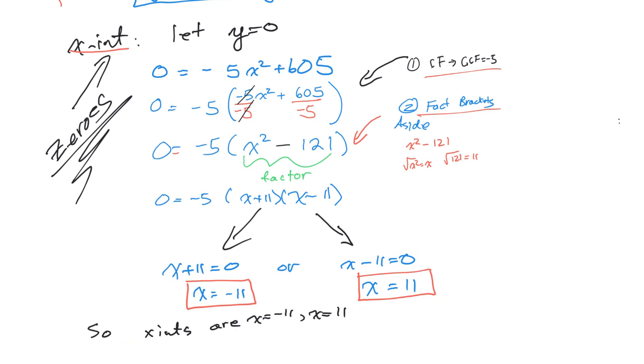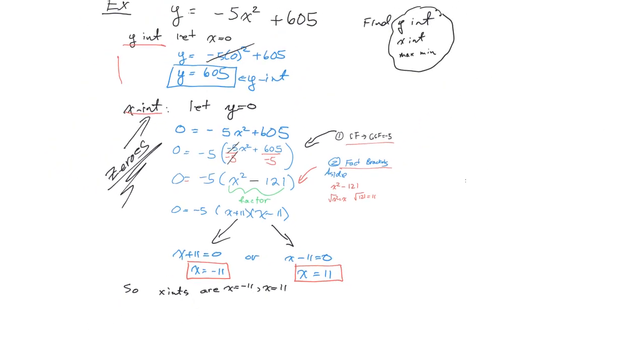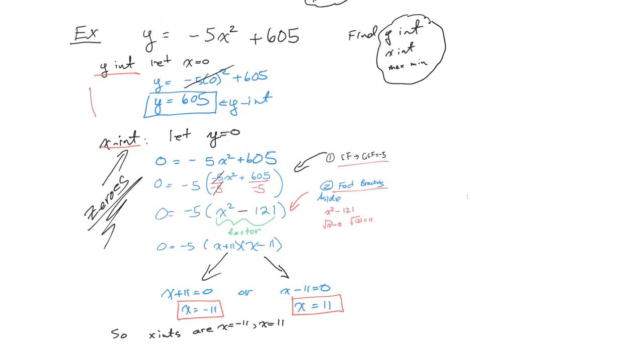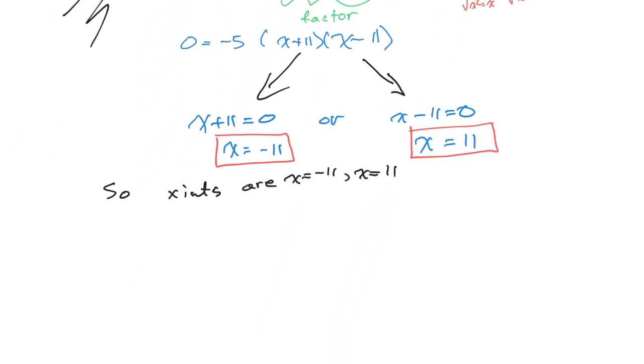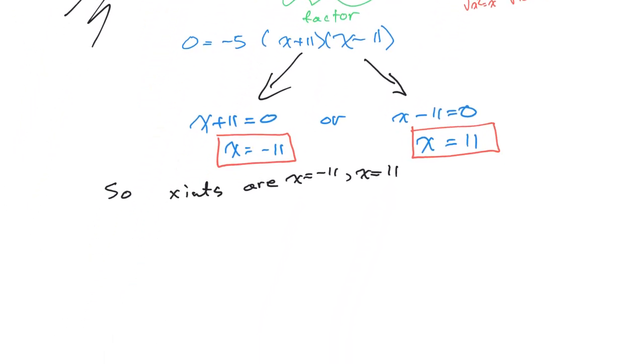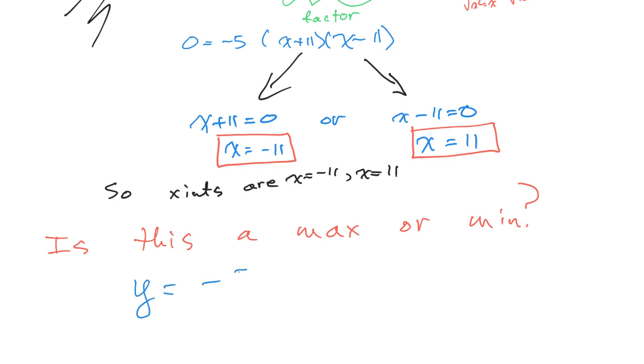So now let's go back to our problem. At the beginning, it said we need to find whether this is a maximum or a minimum. So for C, is this a max or a min? So here's the rule. Start with your basic equation. Y is equal to -5 x squared plus 605.